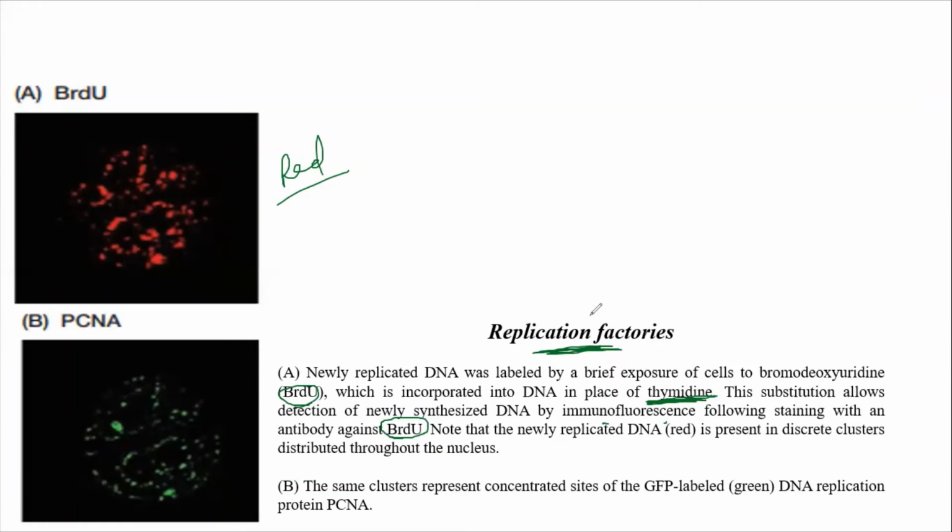And we also know that in the case of eukaryotic chromosomes, we don't have only one replication origin. We have many, multiple, correct? Now, they have done the same thing using the GFP-labeled green DNA replication protein PCNA. Do you remember what PCNA is?